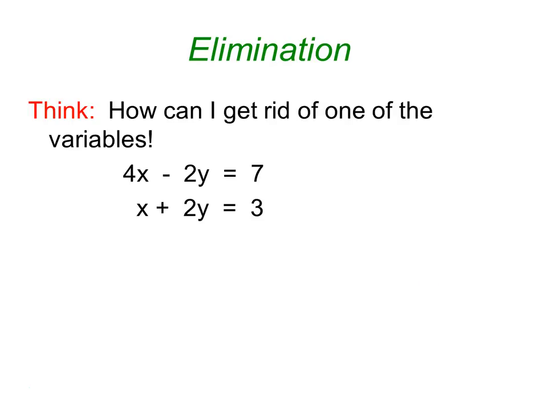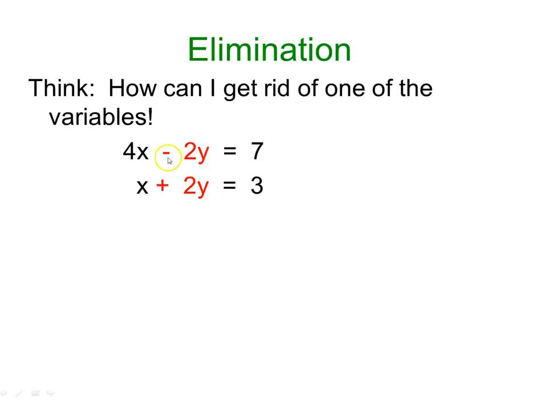Well, let's look at this one. Okay. How could we get one of the variables to go away? Well, if I'm going to add this together, will adding 4x and x together do anything for me? Probably not. But what if I add negative 2y and positive 2y together? Because that's what I'm going to do. I'm going to add the two equations together, and then what happens?